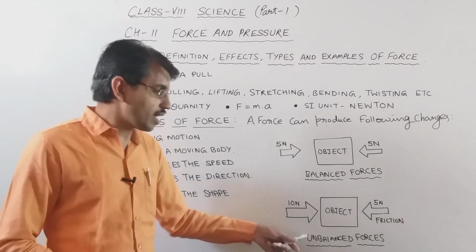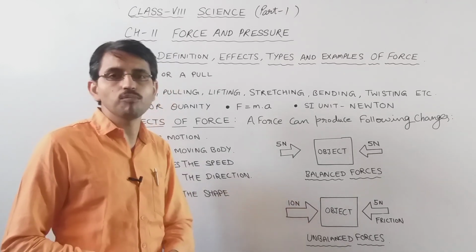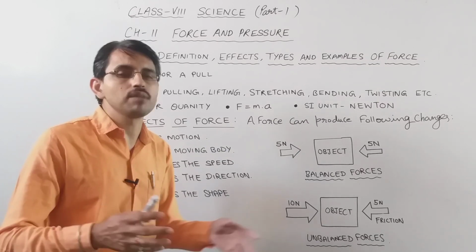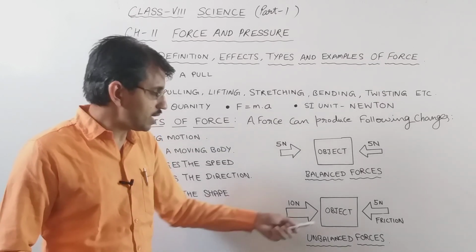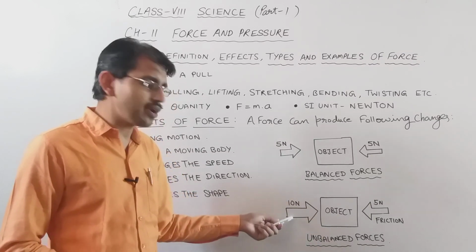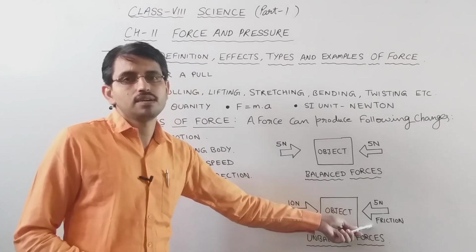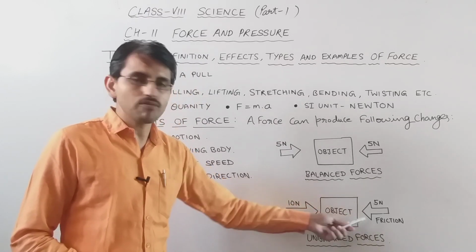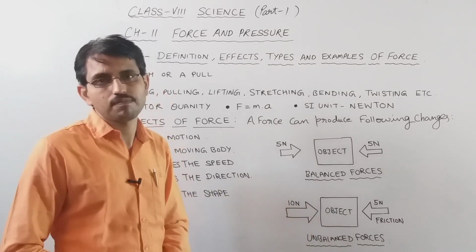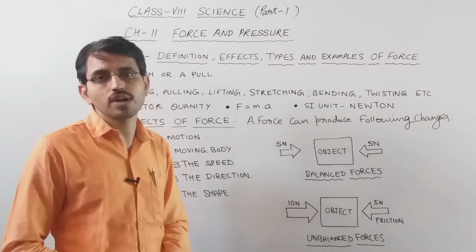Now let's talk about unbalanced force. When the resultant of all the forces acting on a body is not equal to 0, then the forces are said to be unbalanced. For example, let us consider this object which is a heavy box, and 10 Newton force is applied from this side and 5 Newton friction is acting from that side. Then what happens? Out of this 10 Newton, 5 Newton will be cancelled out. And what is the net force acting on this object? Only 5 Newton.